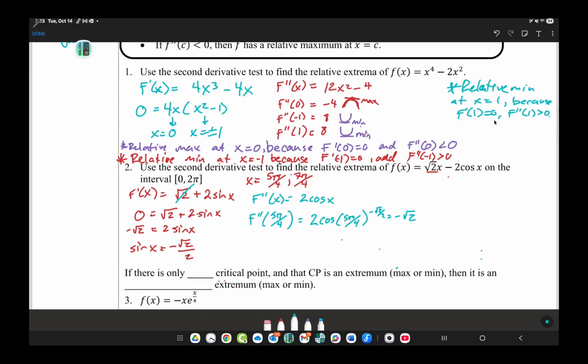Okay? So we'll just say negative root 2. And f double prime of 7 pi over 4 is equal to 2 cosine of 7 pi over 4. That is going to be positive root 2 over 2 times 2, so positive root 2. So again, this is less than 0, greater than 0. So because it's less than 0, less than 0 is a what? Concave down. Greater than 0 is concave up.